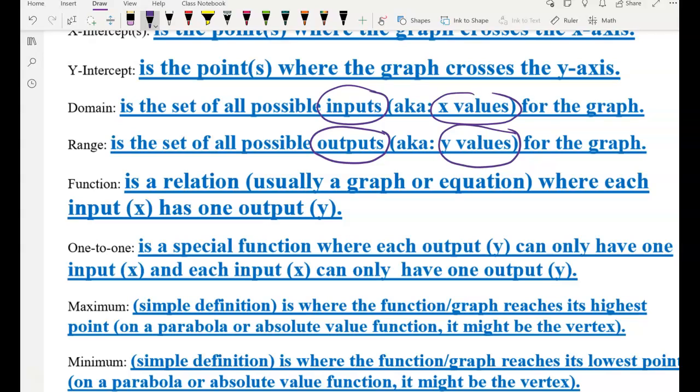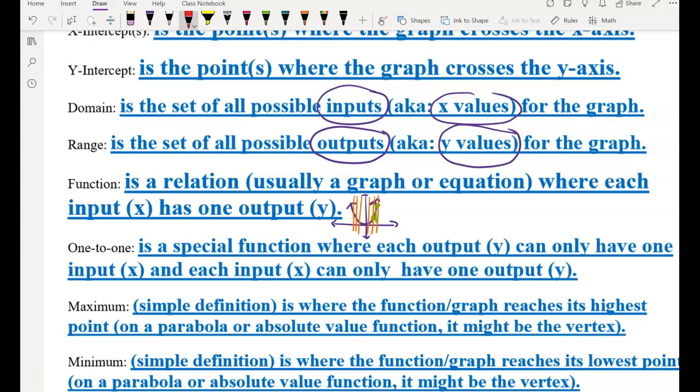Function is a relation, usually a graph or an equation, where each x input has exactly one output. So what that means, guys, let me give you some examples. A parabola would be a function, okay? Because whatever x we plug in, so let's say when x is 1 or x is 2, you would get one y value for each x that we plug in. Now, if you guys remember, it also passes the vertical line test. A vertical line test means that if we draw a vertical line, that means up and down, on the graph itself, it only intersects one point only.